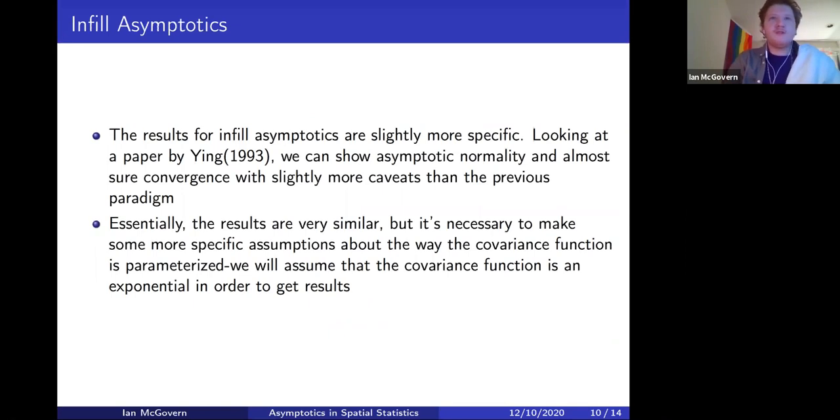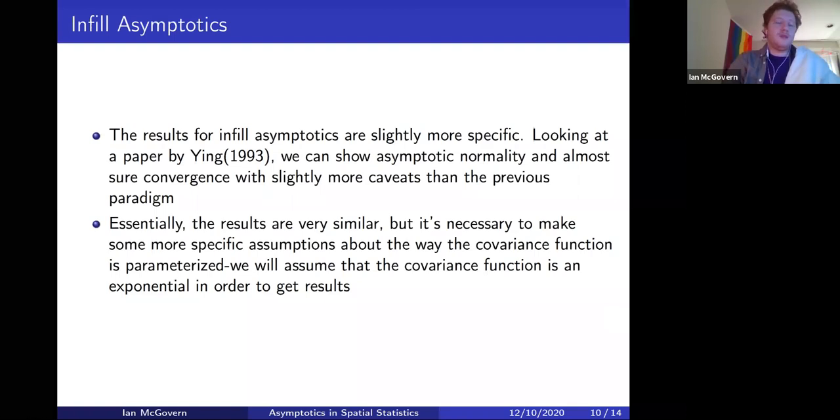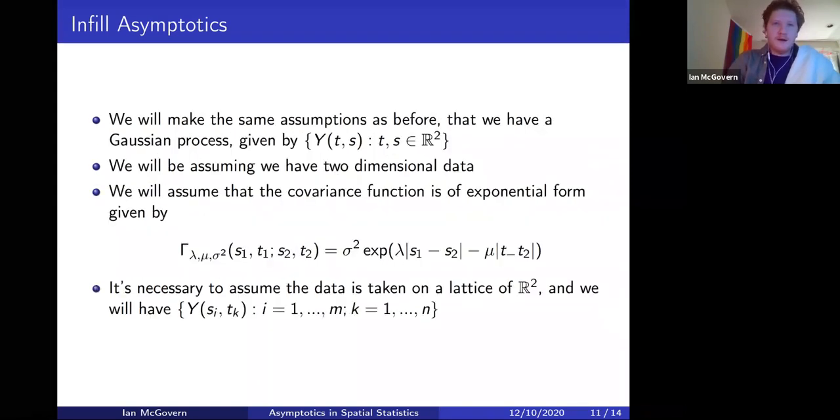I don't have much time left, but just quickly, for infill asymptotics, I looked at a paper by Ying, and essentially the results are very similar, but you have to make a lot more assumptions, at least in this paper, about the way the covariance function is parameterized. So we actually end up using a specific covariance function. If you noticed, in the last one we used a generic one. Next slide, please. The important thing I want to say is actually on the next slide.